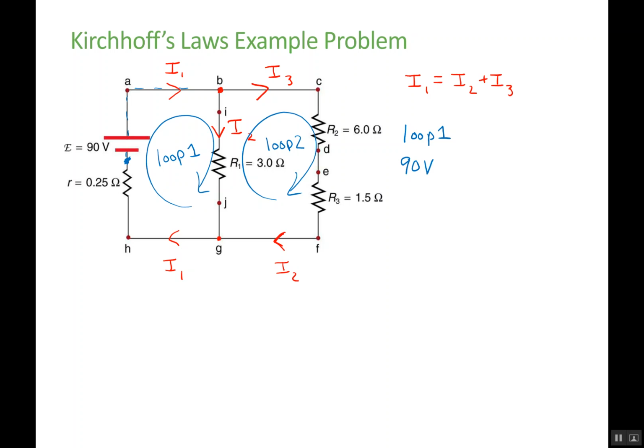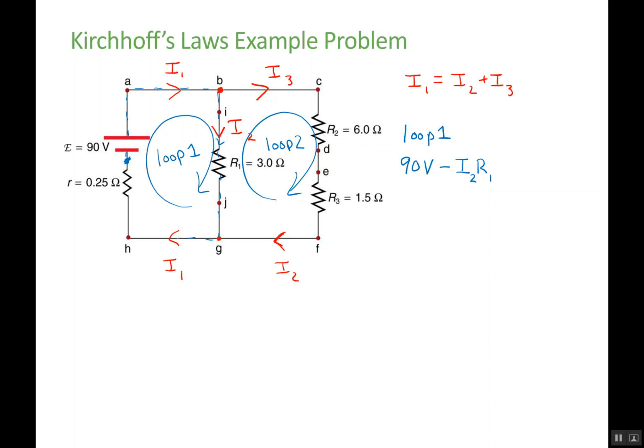Now I keep going around, and the next thing I encounter is resistor 1. When I cross resistor 1, I'm going with the current flowing through it, I2, so that's going to result in a voltage drop. I'm going downhill in terms of energy and voltage. The voltage drop, according to Ohm's law, is the current flowing through that resistor, I2, multiplied by the resistance of that resistor, which is R1.